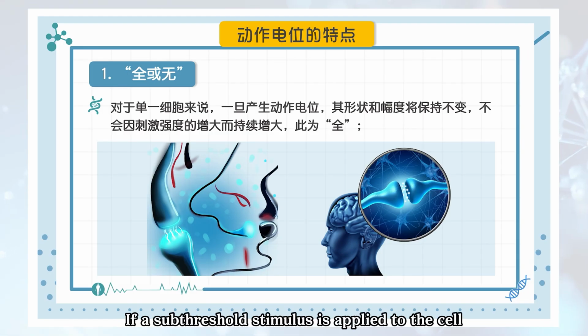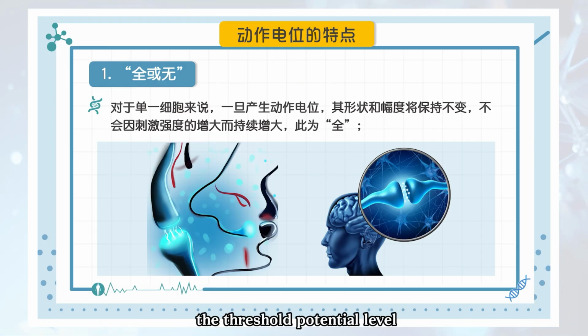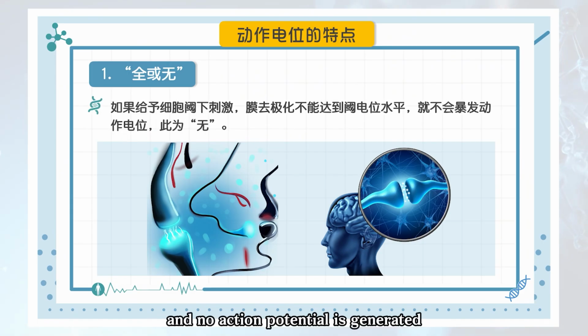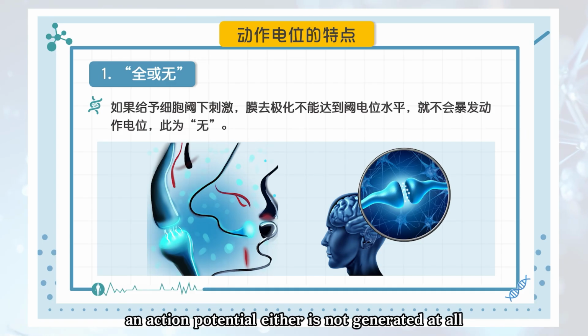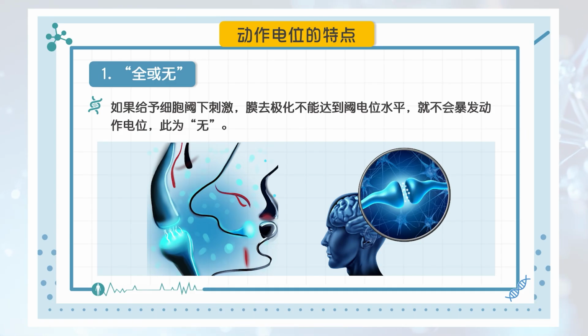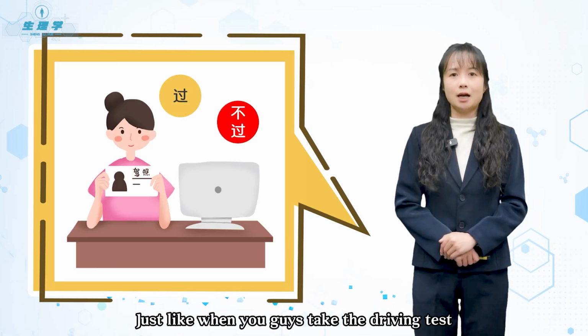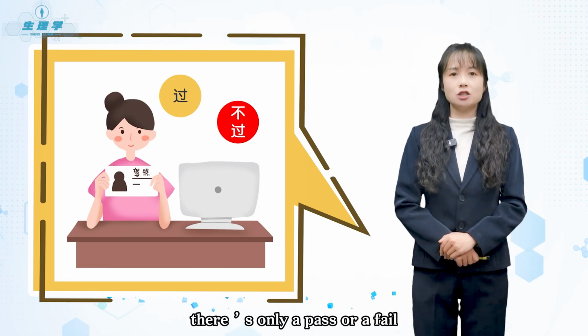If a subthreshold stimulus is applied to the cell, the membrane depolarization cannot reach the threshold potential level, and no action potential is generated, which is the none part. In short, an action potential either is not generated at all, or is generated at its maximum amplitude. Just like when you guys take the driving test, there's only a pass or a fail.